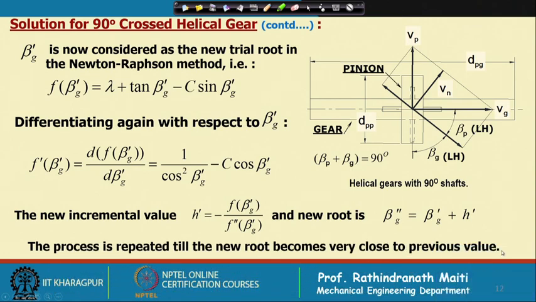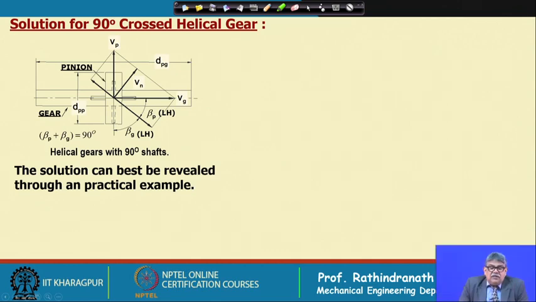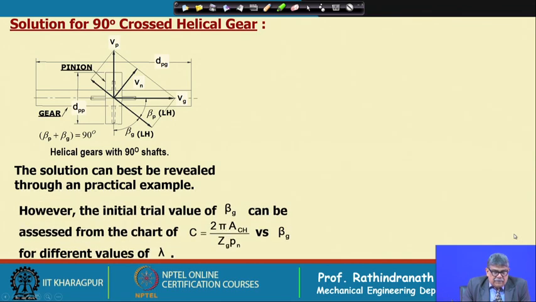The process is repeated till the new root value becomes very close to the previous value. Usually it has been seen that in one or two iterations, one or two trials, we arrive at acceptable values for beta g and beta p. Now the solution can best be revealed through a practical example.